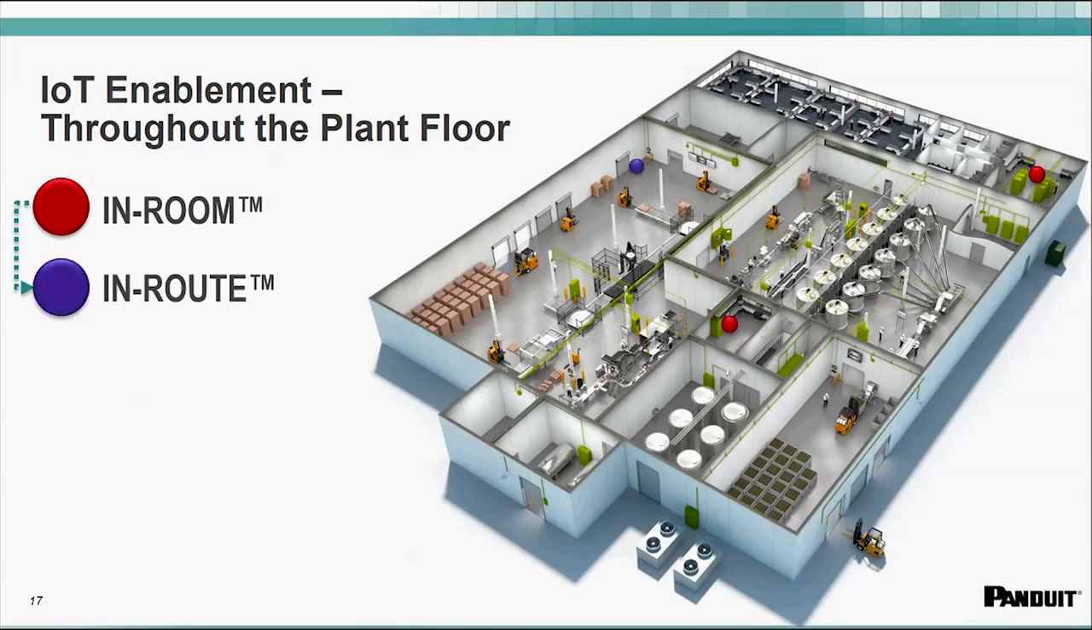The next In is in-route. This In includes products and solutions that distribute Ethernet throughout the plant floor. This includes Panduit backbone cabling and connectivity, pathways like WireGrid and J-hooks, as well as our industrial distribution frame, IDF, and network zone system. By following the previously shown reference architectures, traffic is optimized by keeping local traffic local.